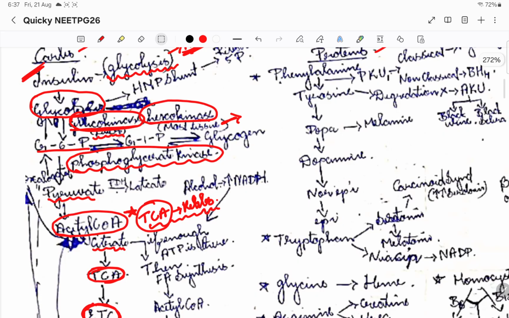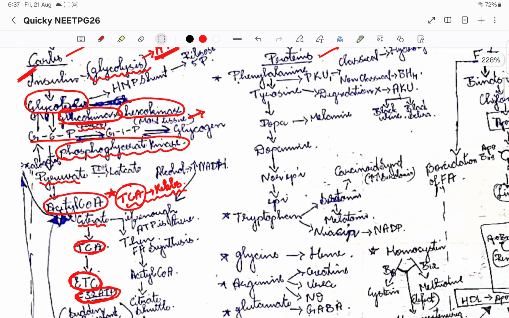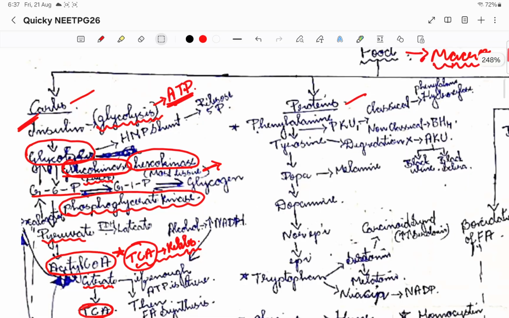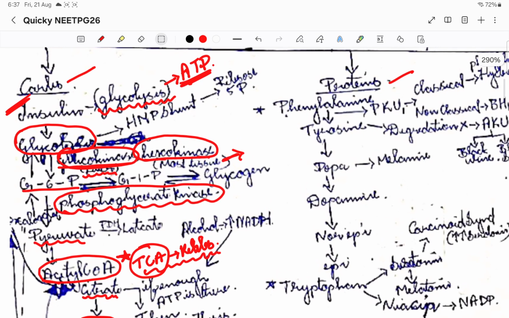Suppose, let us see, this is the normal pathway when there is no energy in our body and we need energy. This is how the process takes place. Now suppose glucose is there. What else can the glucose undergo other than producing energy? Let us see one by one.